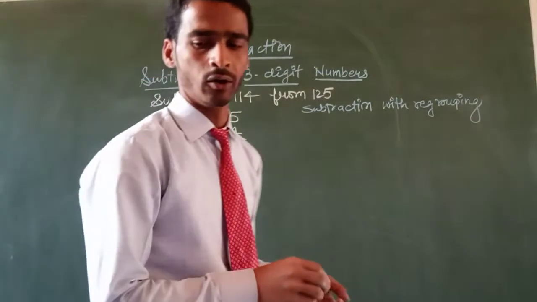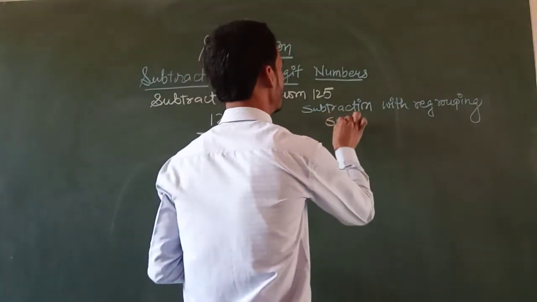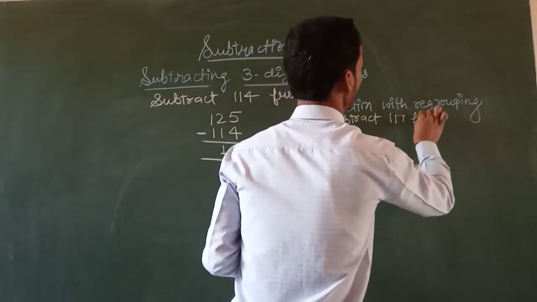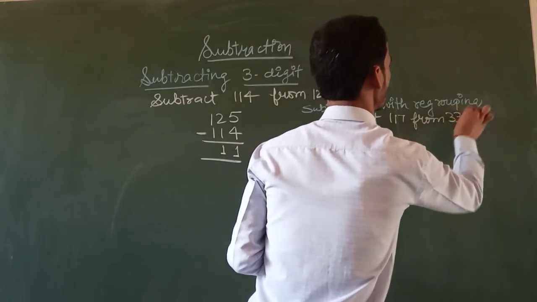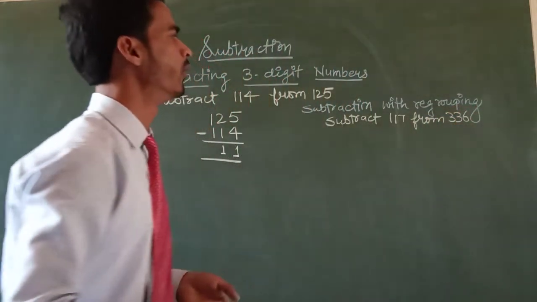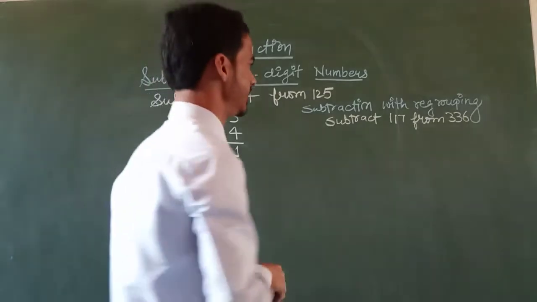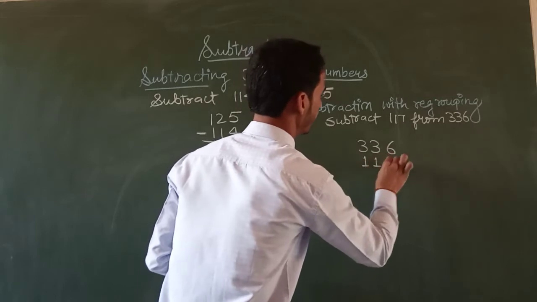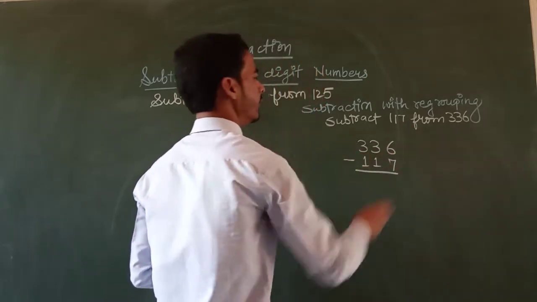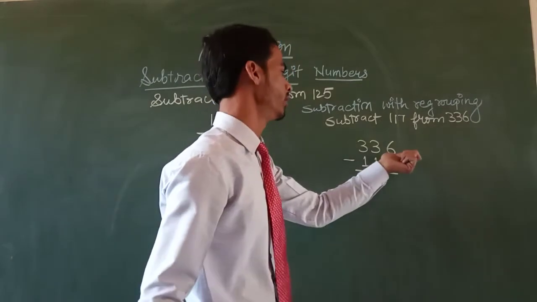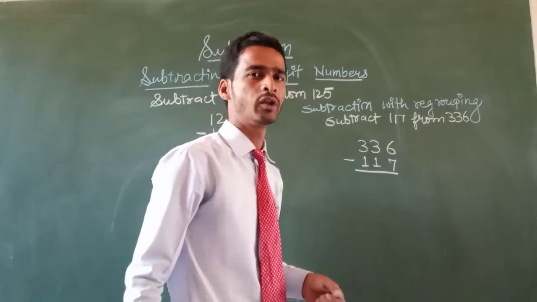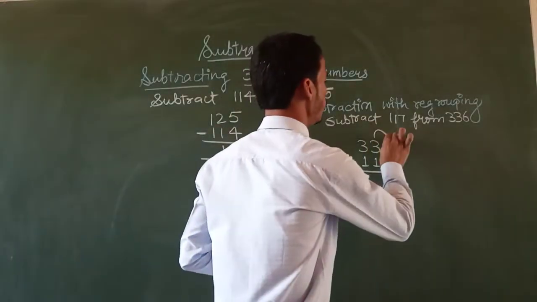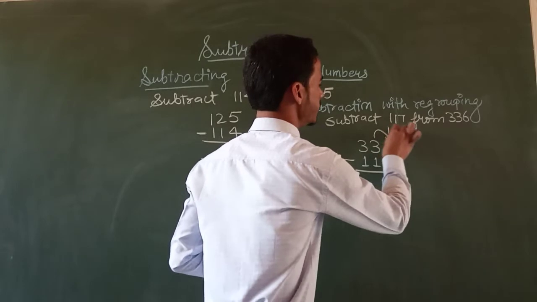We have to subtract 170 from 336. Let's see how we can subtract 336 minus 170. Here you can see that there is 6 and 7, and you know that 6 is smaller than 7, so we can't subtract 7 from 6. So we have to borrow from 3, and that will be 16.